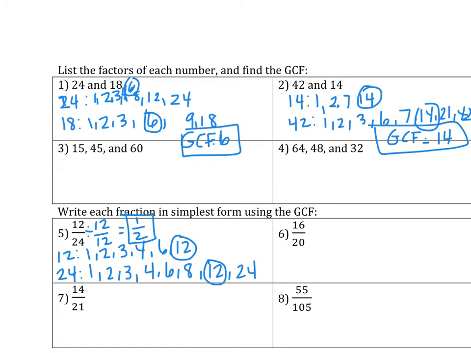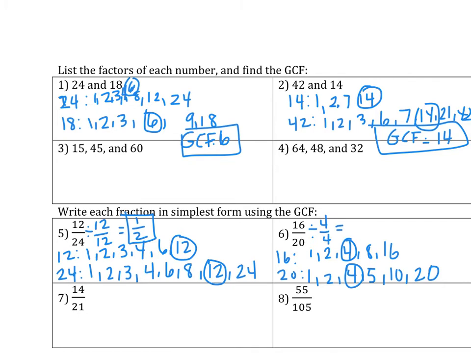Number 6, 16 and 20. 16 would be 1, 2, 4, 8, 16. 20 is 1, 2, 4, 5, 10, and 20. The greatest one that they have in common is going to be 4. So that means we divide top and bottom by 4, and this is going to help us reduce it. And it's going to be 4/5. So that fraction reduces to 4/5.